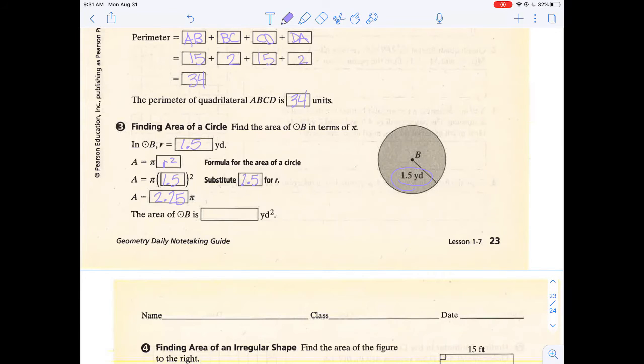So the area, okay, this is in terms of pi right here. If we multiply 2.25 times 3.14, we get about 7.065 yards squared. Okay, so this one up here is in terms of pi. This is our more exact answer.